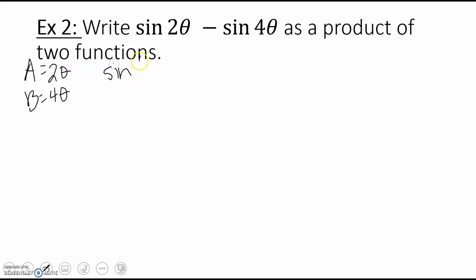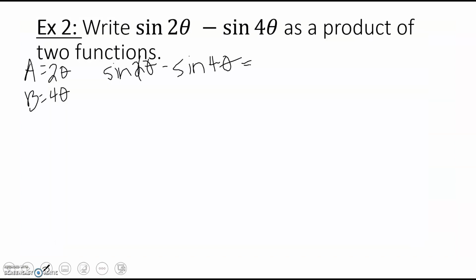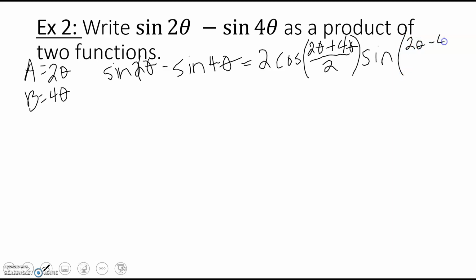So now the sine of 2 theta minus the sine of 4 theta. I was going to put that 2 in parentheses and changed my mind. That's why it looks like that. That is going to equal, if we go back to our function, 2 cosine of (a plus b) over 2 times sine of (a minus b) over 2. So that's 2 cosine of a plus b, so our a is 2 theta, plus b, which is 4 theta, all over 2, times the sine of a minus b, so that's 2 theta minus 4 theta, all over 2.